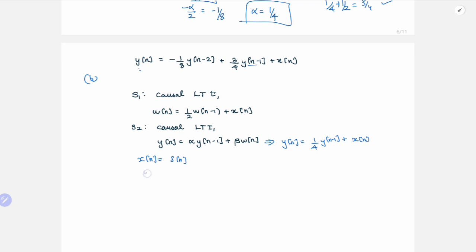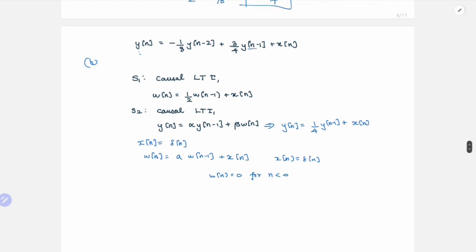So let me solve for the general case. w of n equal to a w of n minus 1 plus x of n. And your x of n is equal to delta of n. So your w of n is equal to 0 for n less than 0. So w of 0 for n greater than or equal to 0, we have this.